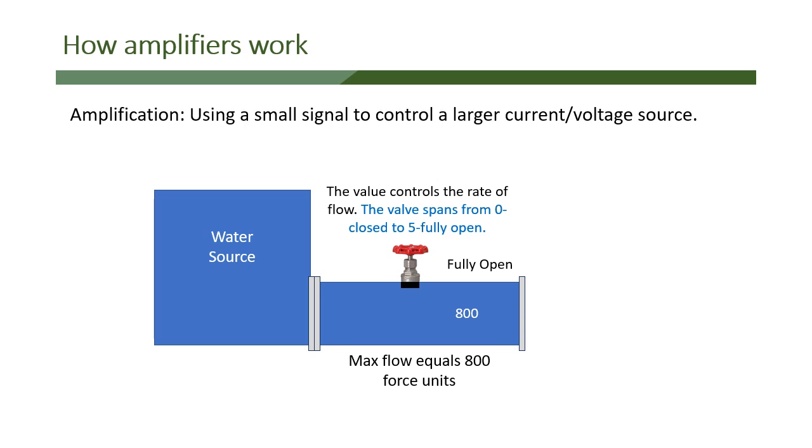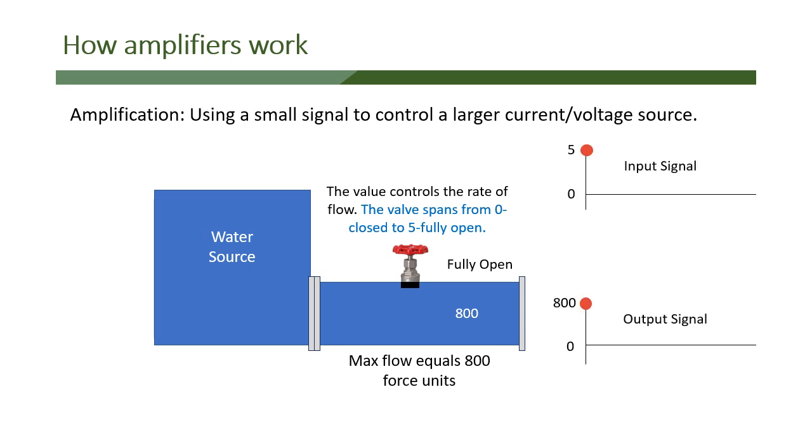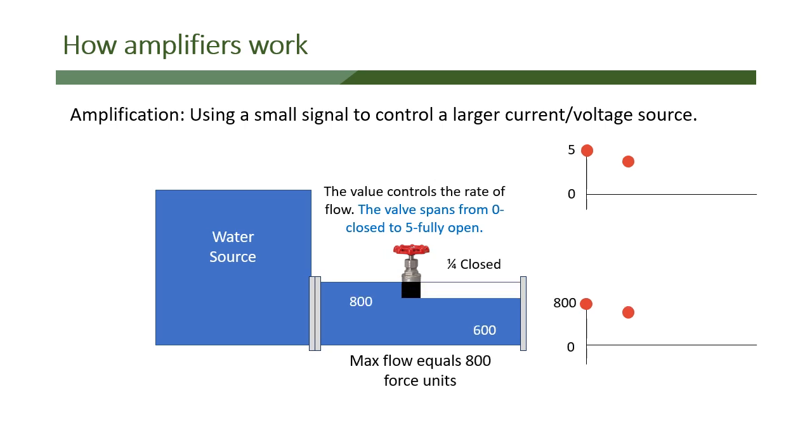The valve controls the rate of flow, and the valve spans from 0 fully closed to 5 fully open. So any value in between those are illegal values. In this case, we're showing it fully open, and it can let a flow of 800 force units through it. Now, that's where we're starting, so let's put that down as we have a small signal, 5 volts, that's the input signal. And now we see that that 5 volt signal has a value on the output side of 800 force units.